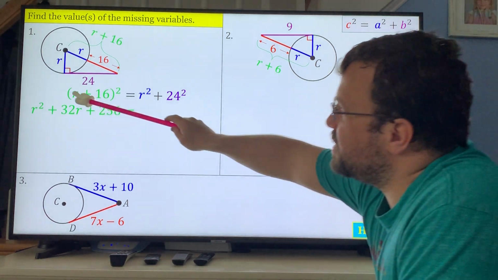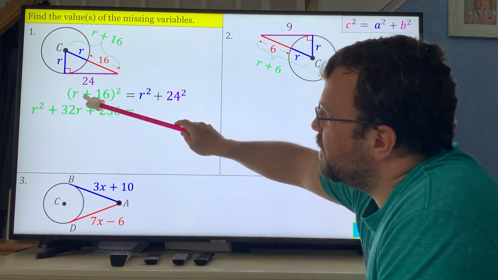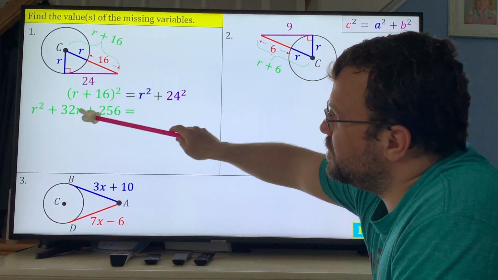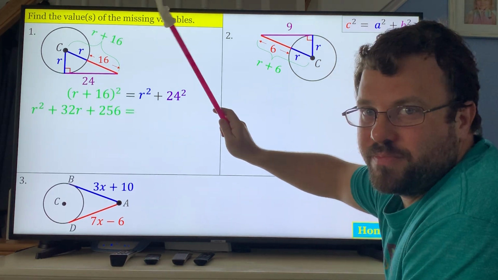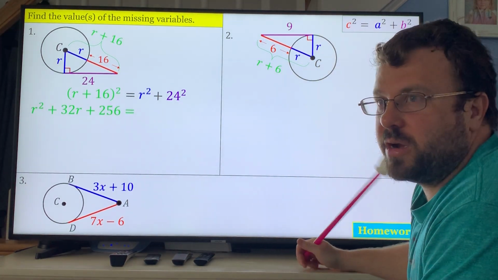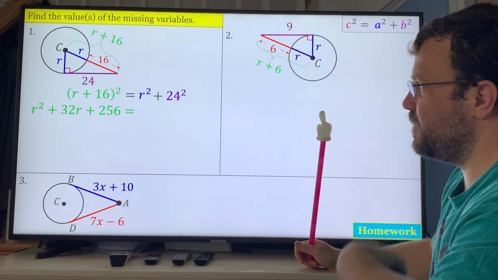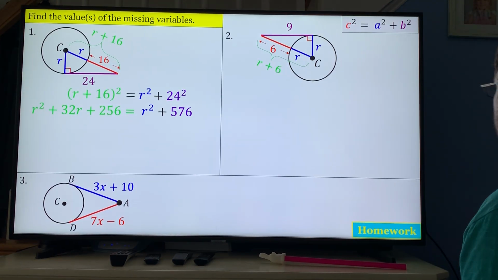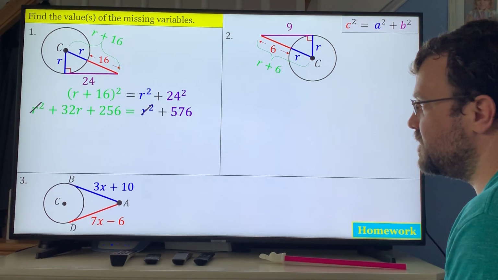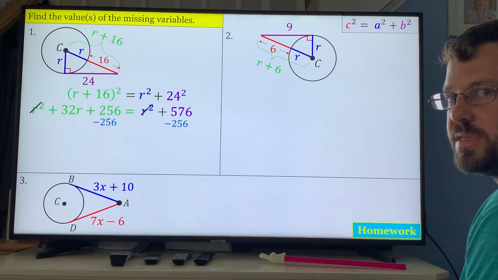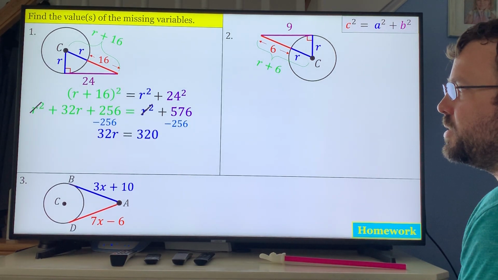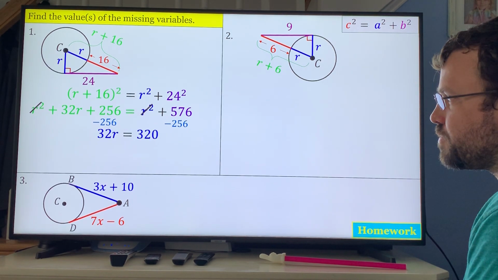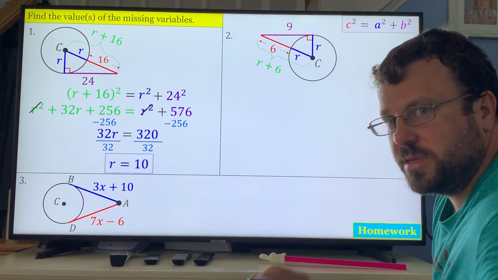Another formula for this is you square the first number, you multiply the two numbers times 2, and you square the second. That's just a formula. (a plus b) squared equals a squared plus 2ab plus b squared, equals r squared plus 576. You cancel out an r squared from both sides. You subtract 256. 32r equals 320. R equals 10.